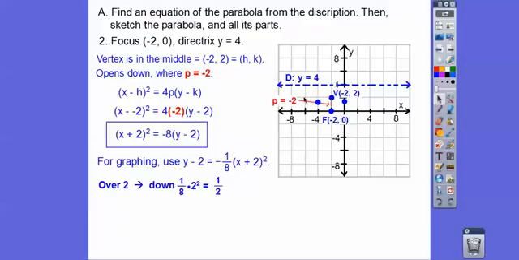4 squared is 16. 1/8 of that would be 2. So it's going to go down to right there and right there. Okay. All right. And then did I go over some more? Yeah, I went over 8.